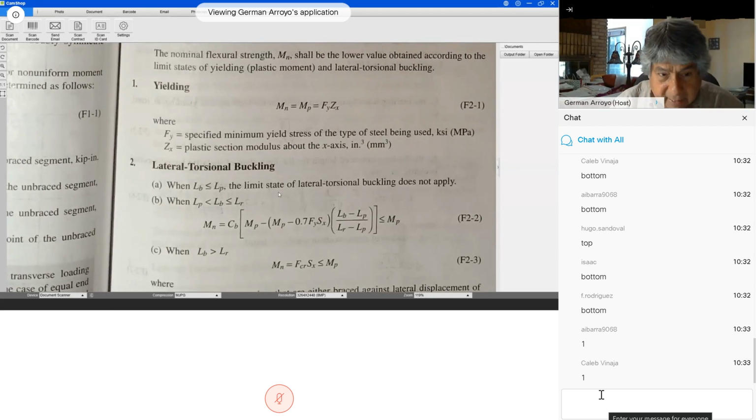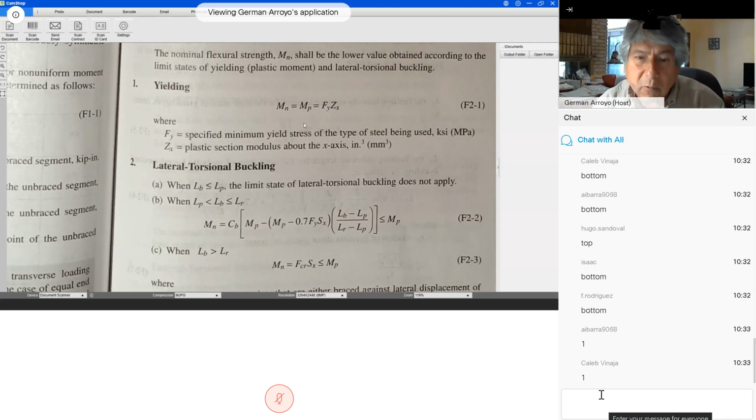This is lateral torsional buckling. We're going to see that in a couple of weeks. Right now, we're going to see this type of situation. Whenever we have bending, we have to check bending, shear, and deflection.